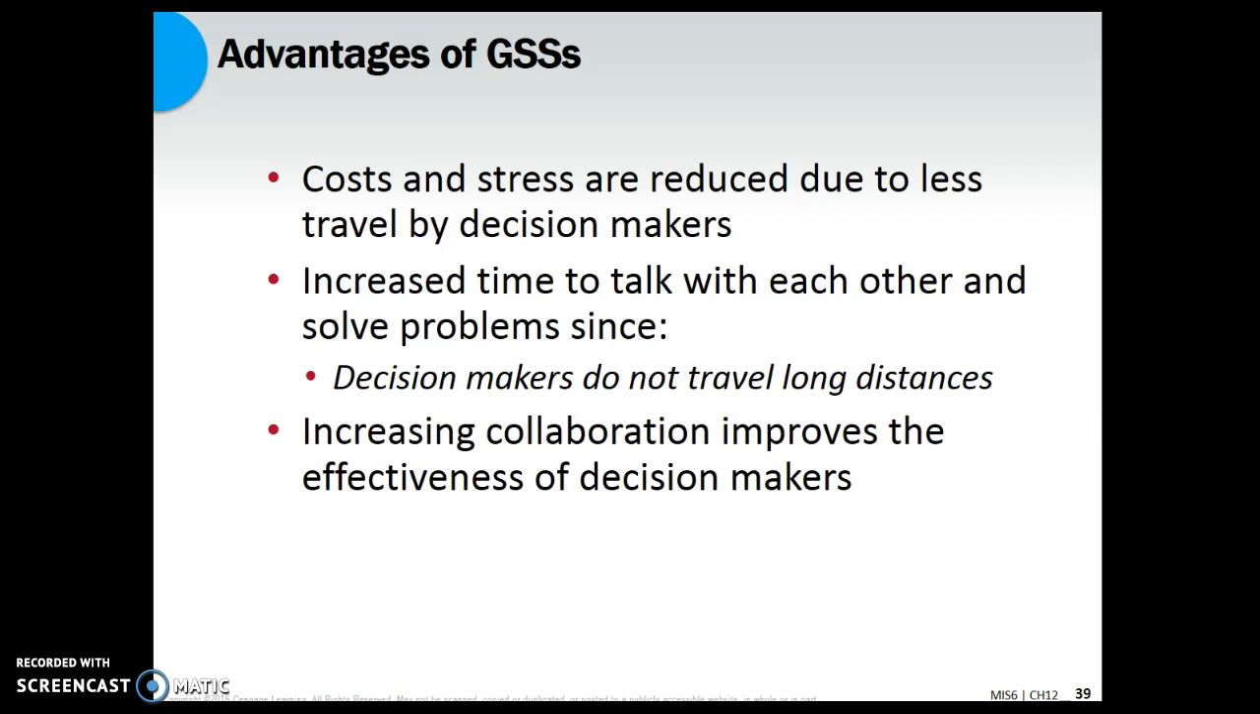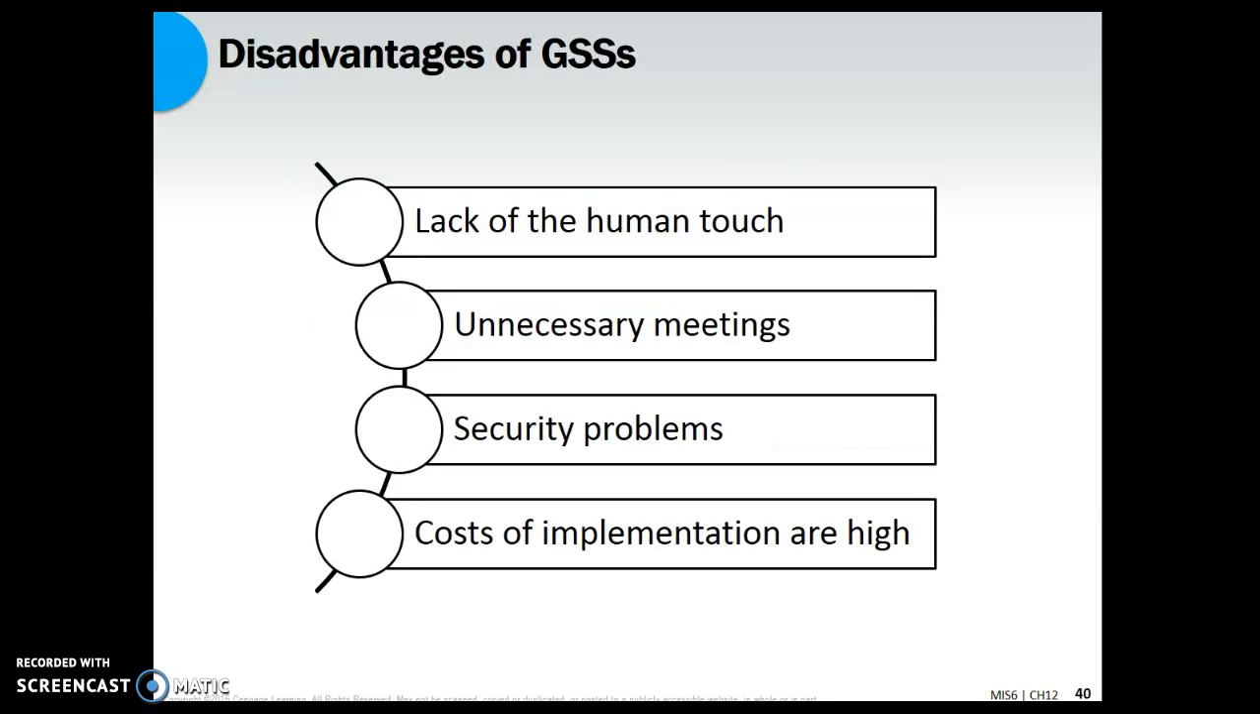The advantages are it can reduce costs and stress. It increases the time to talk, and collaboration is improved because all of the decision makers can be gathered together through web conferencing or a group automation process that provides the ability to be in different geographical areas.